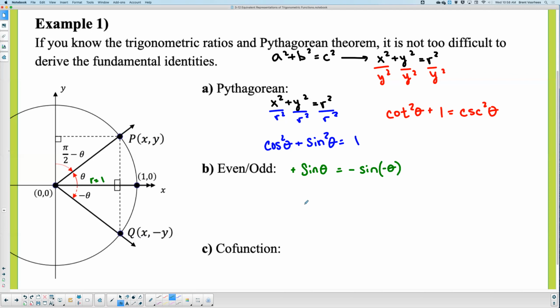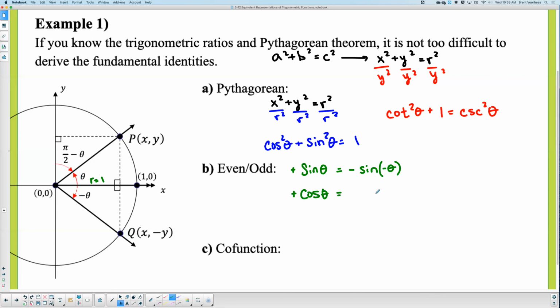I'll do two more. Let's talk about cosine. Let's say we take cosine of this theta right here. What is cosine's ratio? Guys, look here. x over r. It's x over r, which would be x over 1. It would be a positive x because we are on the right side. So cosine with a positive theta that's representing this circle would have a positive x value. It would be the length to there.